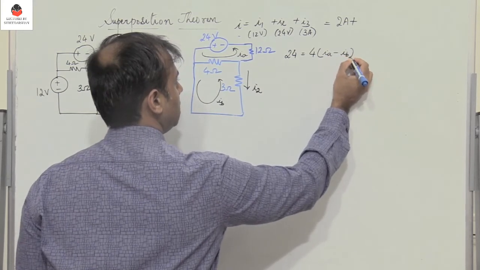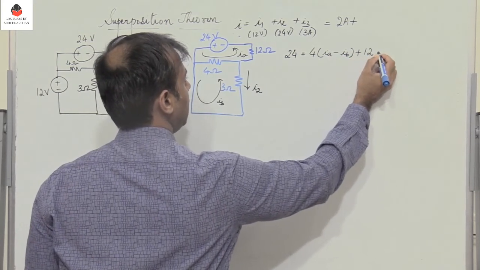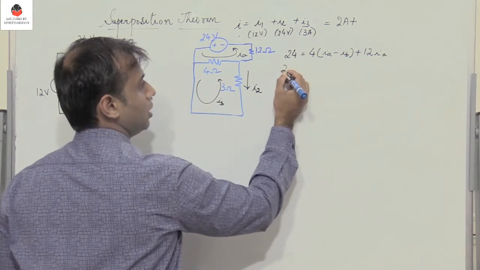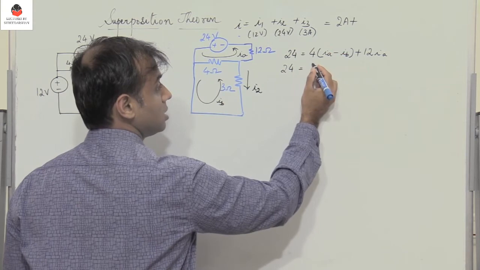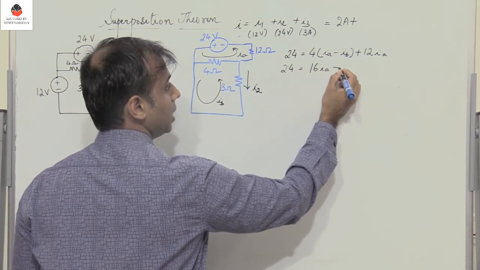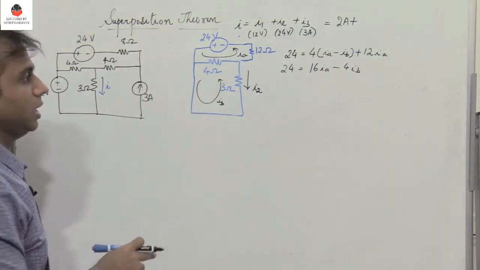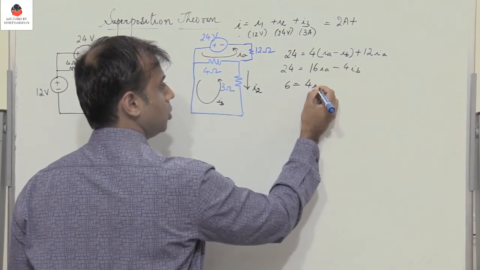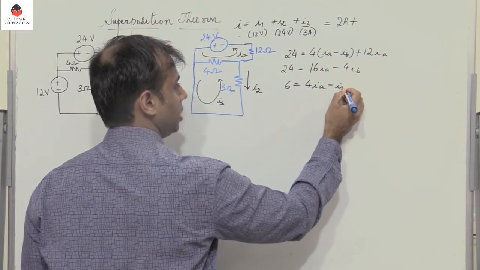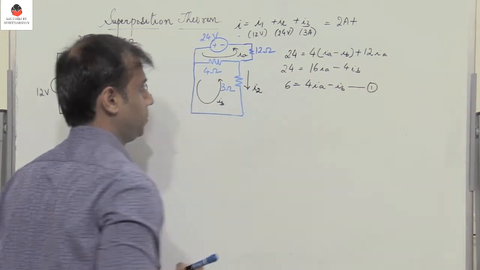So IA minus IB plus 12 IA. So you have 24 equals 4 into, 4 plus 12 is 16, IA minus 4 IB. So let me divide this entire equation by 4. So I get 6 equals 4 IA minus IB. So let me call this equation 1.